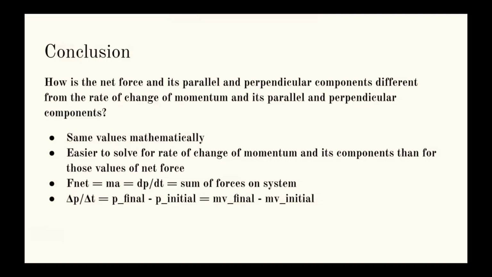For our conclusion, we have how is the net force and its components different from the rate of change in momentum and its components. These two are the same values mathematically, but it is easier to solve for the rate of change in momentum and its components rather than the values of net force. This is because F net is equal to the sum of forces on the system, while the change of momentum over change in time is just mv minus mv initial. And so you just need to solve for the velocity for the change of momentum over change in time.